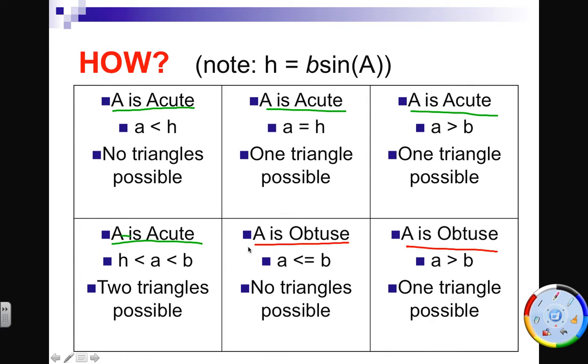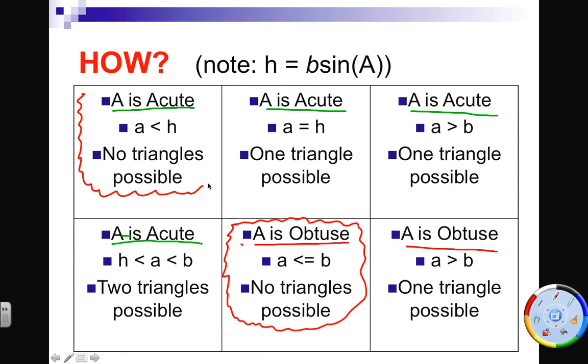Now, everybody likes this one. If A is an obtuse angle, and the side opposite angle A is less than or equal to the other given side, then no triangles exist. Oh, I lied. I forgot there's 2 versions of the no triangles. Or the other version that everybody likes is if A is acute and A is less than the height. And I mentioned that option earlier. Then no triangles exist.